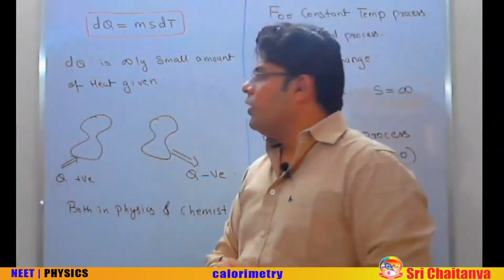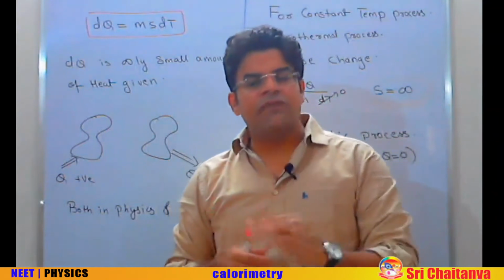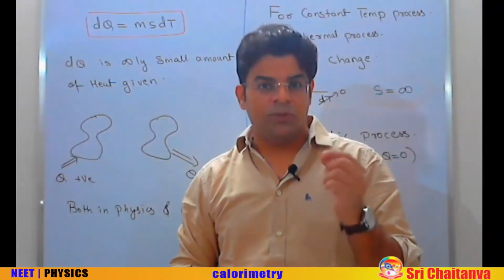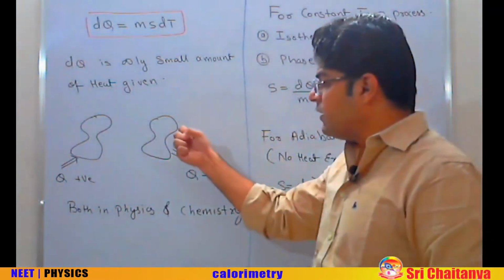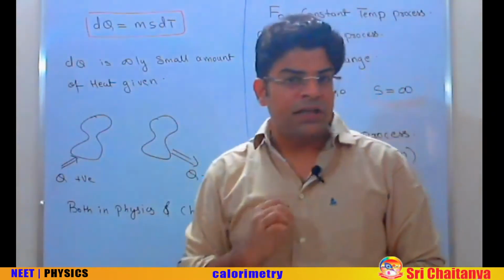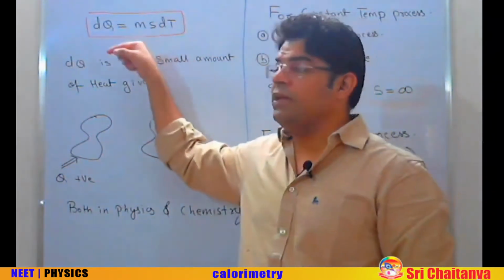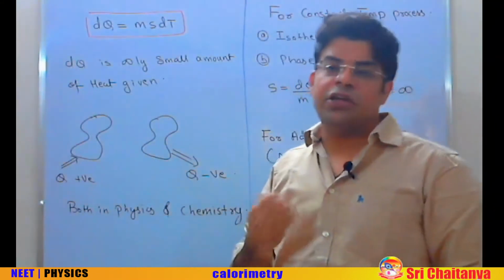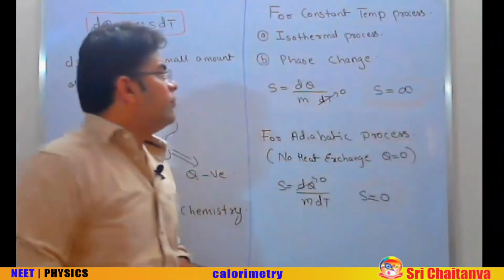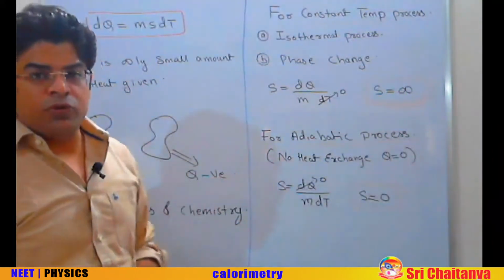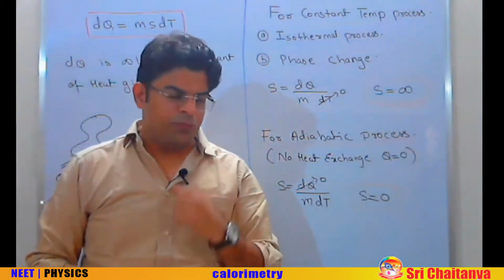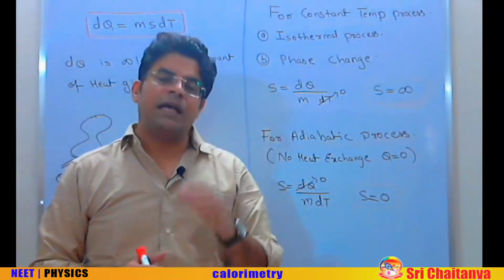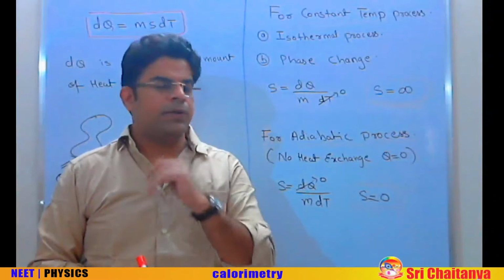Now remember that both in physics as well as in chemistry, whenever heat is given to the system, it is treated as positive. Whenever heat is extracted from the system, it is taken as negative. So if heat is being given, take dQ as positive. If heat is being extracted, then take dQ as negative. Second thing, for any constant temperature process. What is the meaning of constant temperature process? Isothermal processes are constant temperature processes, as well as phase transformations.